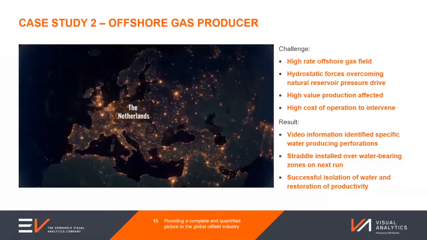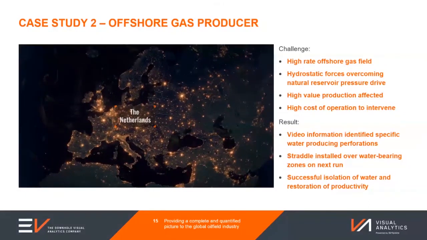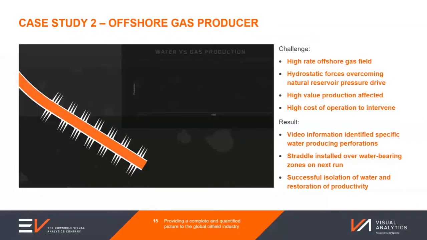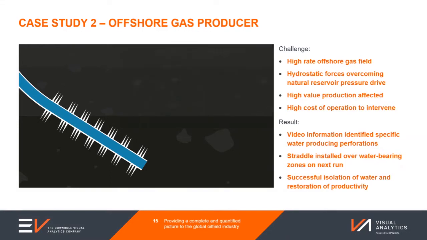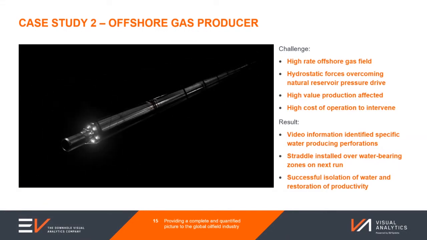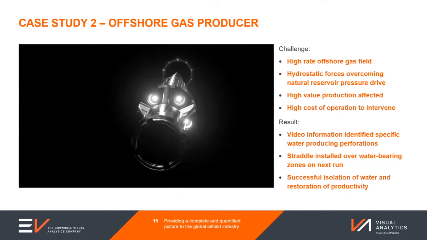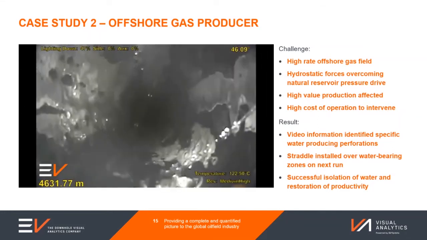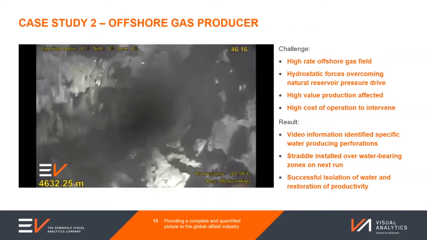As with the previous example, this well was experiencing increased water production over time. In fact, the amount of water being produced was so severe that the column of water and the forces that invoked eroded the natural pressure drive from the formation and ultimately led to the well being shut in due to the amount of water. So again, the operator decided to run a combination of video and production logging sensors to try and understand the exact entry points and origins of the water downhole, to then isolate it and regain production.